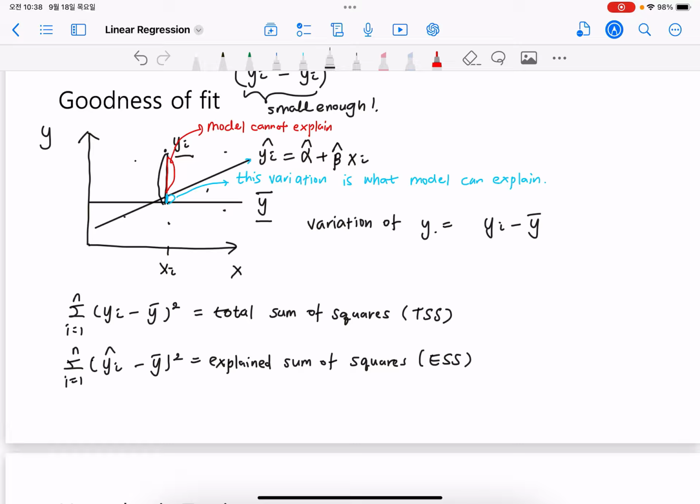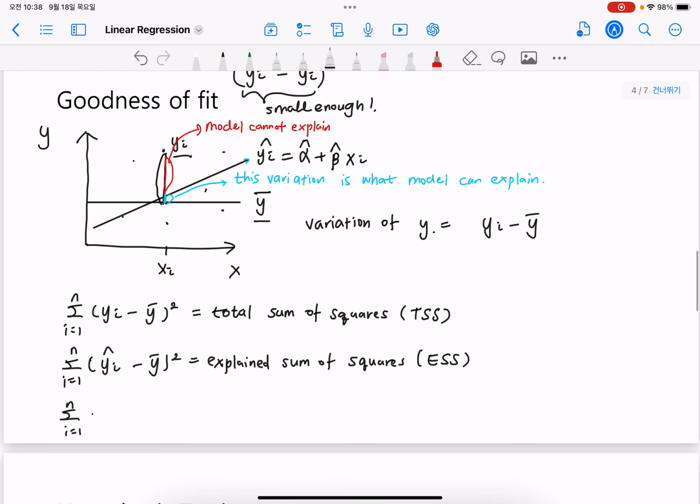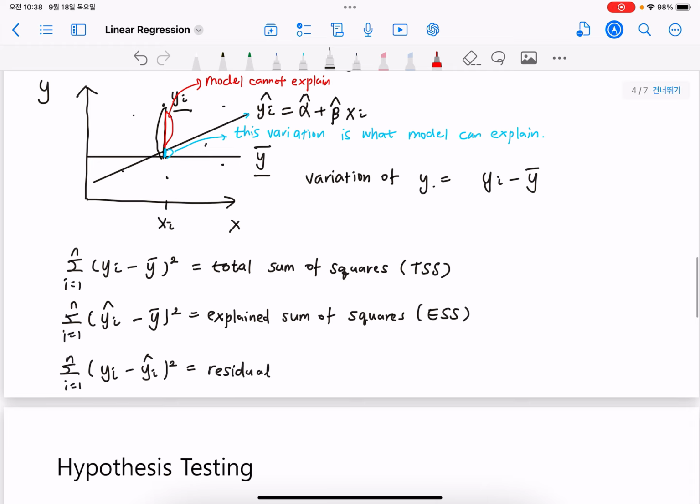And then lastly, we want to also express the variation that the model cannot explain. So the red part right here. And that is the sum over i equal to 1 to n of yi minus yi hat, squared, right? So this is the residual. Residual is something that cannot be explained by the model. Residual sum of squares, the variation that the model cannot capture. So RSS. By the way, the TSS is equal to the ESS plus the RSS.